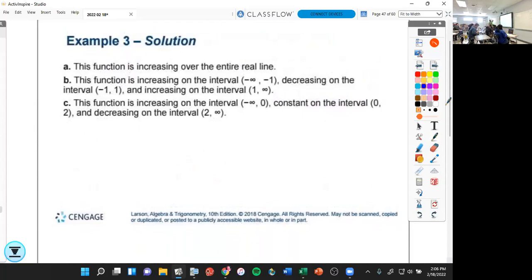Okay, so here are the answers from the text. And that's exactly what we said anyway.